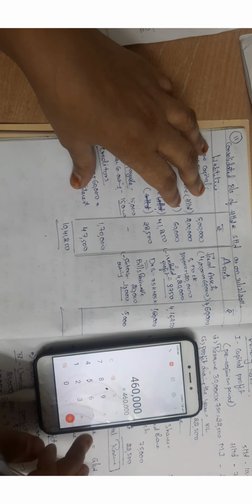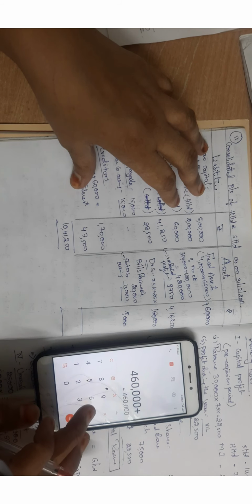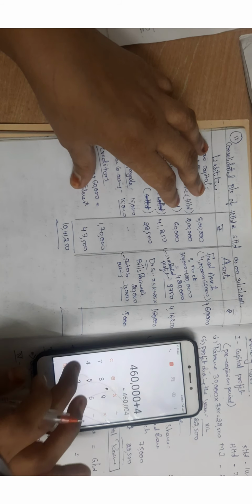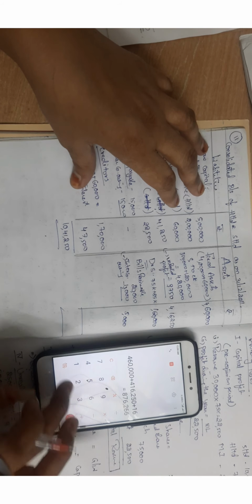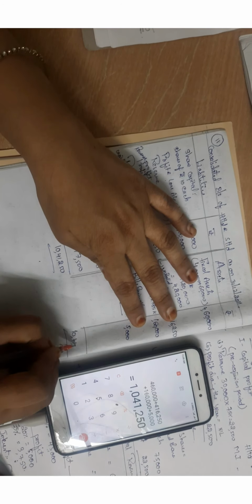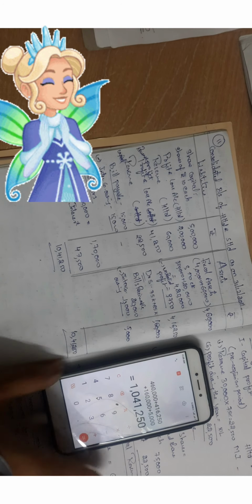Then when it comes to the asset side, we have fixed assets of 4,60,000. Then the stock cost 1,16,250 plus debtors 1,60,000. The next is 5,000 of bills receivable, and the total on the asset side comes to 10,41,250. Here our balance sheet tallies, and I hope you people don't have any doubt in the solution.